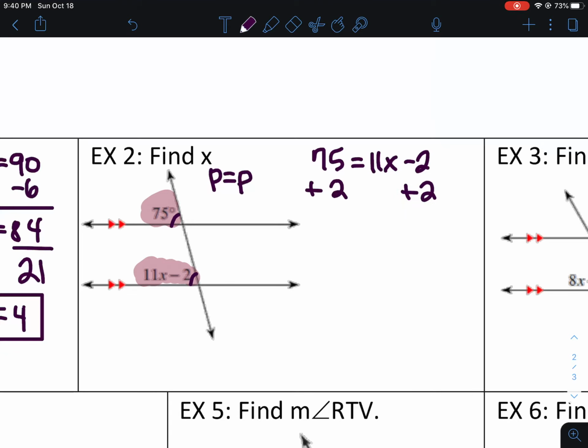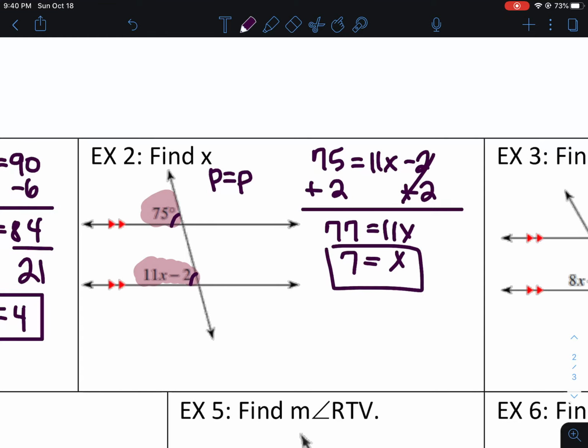So we're going to solve this. You can solve it using nsolve or by hand as usual. That's going to be 77 equals 11x, which means x equals 7. Sorry, if I divide both sides by 11. Skip that step. All right, cool beans.